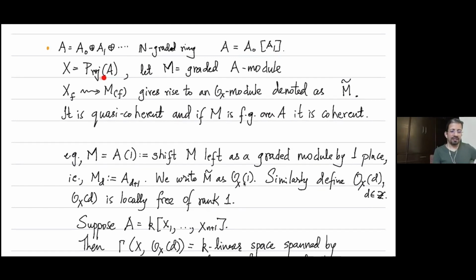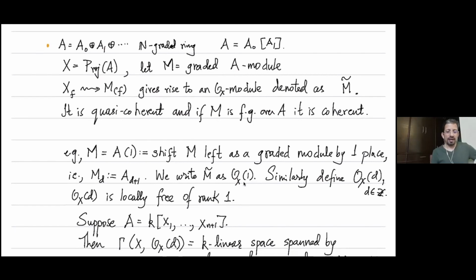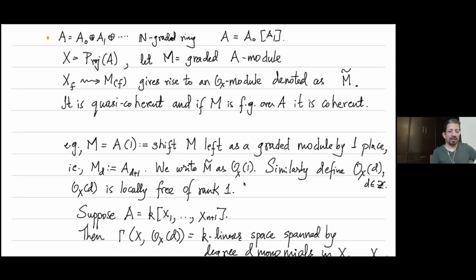And take the projective spectrum of A and let M be a graded A module. So again, M will also admit a grading like this. I may sometimes even allow negative degrees, so that's okay. In fact, we will soon allow some negative degrees also.